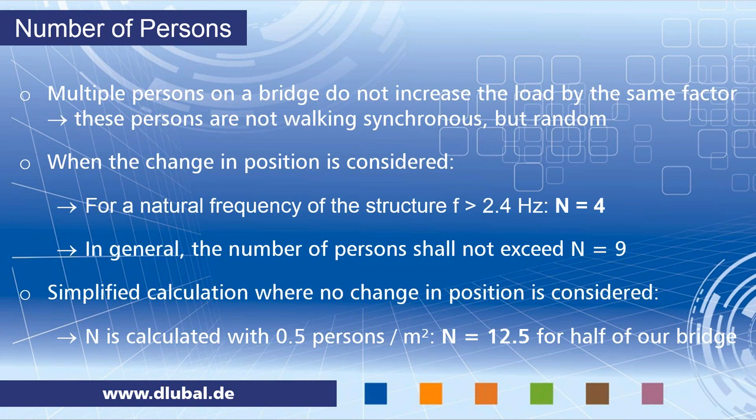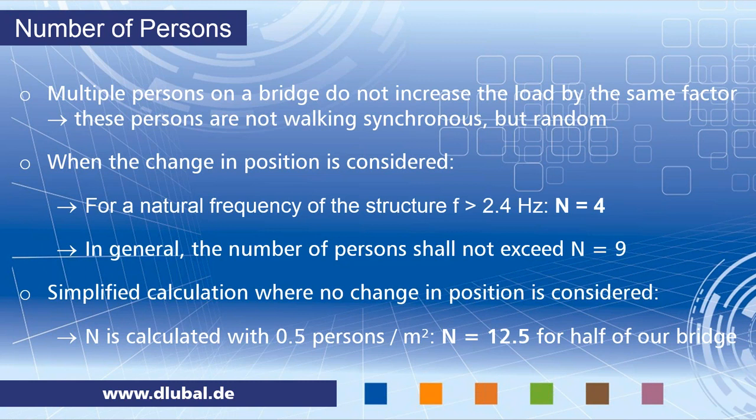For example, you have the Eurocode. They suggest 10 to 15 persons, and it also depends if you consider the change in position or not. We start today with the detailed implementation. We study the change in position, and I found the recommendation: if the natural frequency of the structure is greater than 2.4 hertz, which is the case for us, you have to consider 4 persons walking along the bridge. And in general, the number of persons shall not exceed 9.